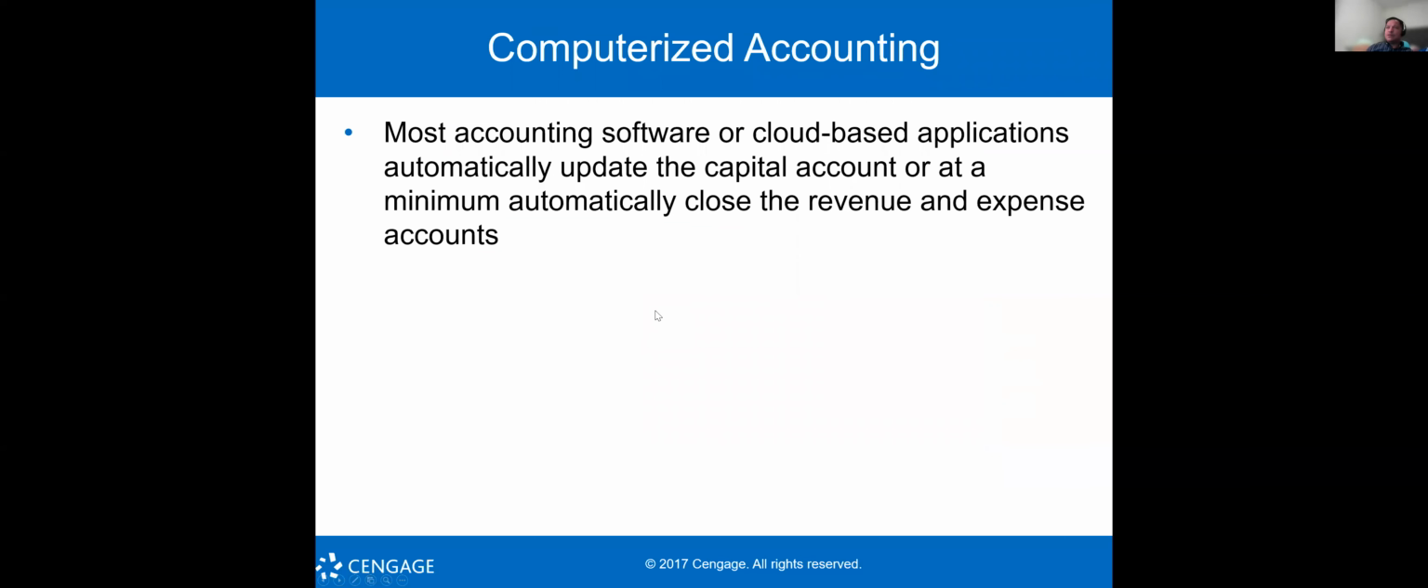So that applies if you're doing the closing entries in a manual accounting process. But in most accounting systems or accounting software like QuickBooks or other cloud-based applications, they automatically update the capital account, so you don't need to perform any closing procedures.